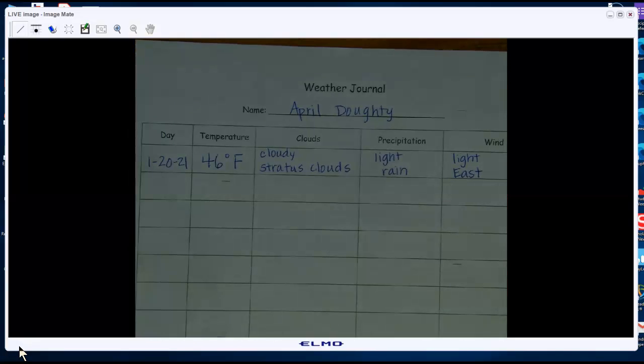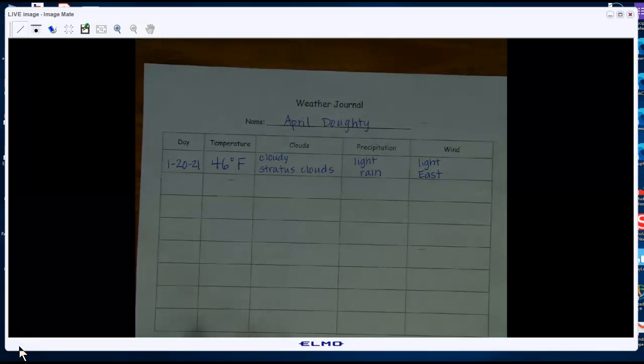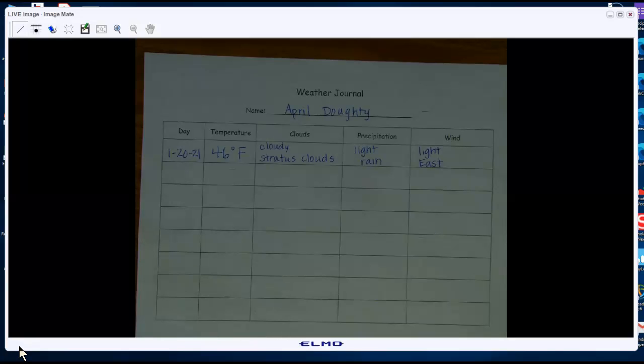So there's our weather report for today. So on 1/20/21 at 2 o'clock in the afternoon, it was 46 degrees Fahrenheit, cloudy with stratus clouds, a light rain, and the wind was light and it was going to the east. So every day we'll have 2 to 3 friends go out there. 2 or 3, because we may have to do 3 on a couple days when we get to the end. Just depends.